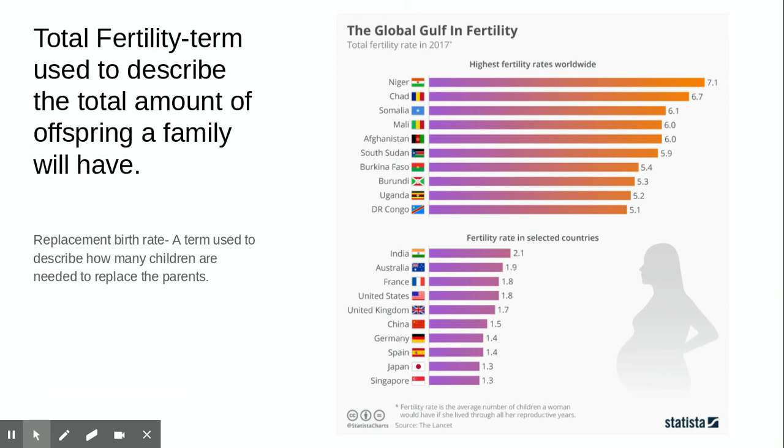So let's figure out how many babies each country is particularly having. China's having 1.5 at this point. United States 1.8. India's having 2.1. And Japan and Singapore 1.3. So their populations would probably be in decline.